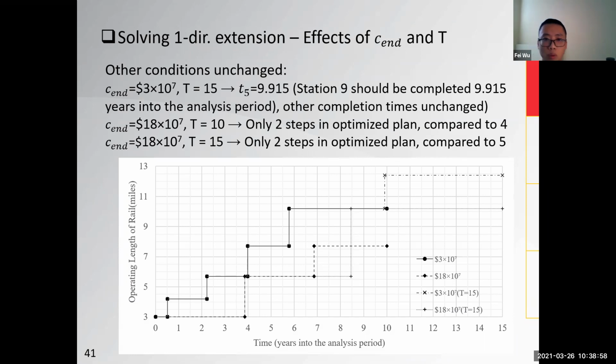When we are examining the effects of terminal cost and the length of the analysis period, we found that, as we expected, when there is a much larger terminal cost, the number of stations to be completed at one time in the optimized solution becomes larger, as we can see in the dotted line for the 18 times, for a larger terminal cost and a longer analysis period.